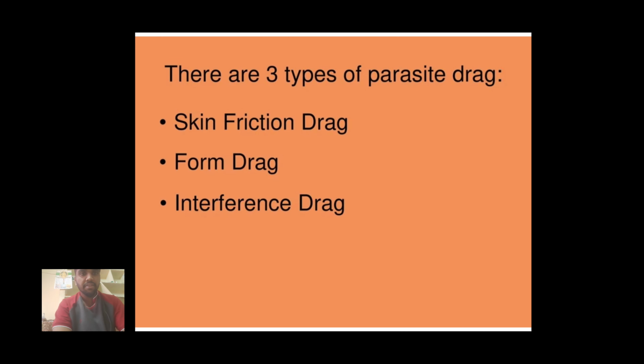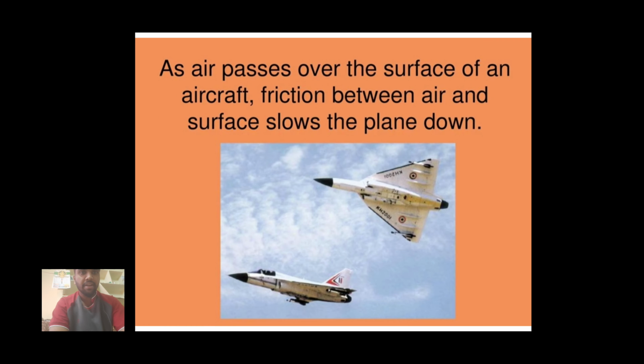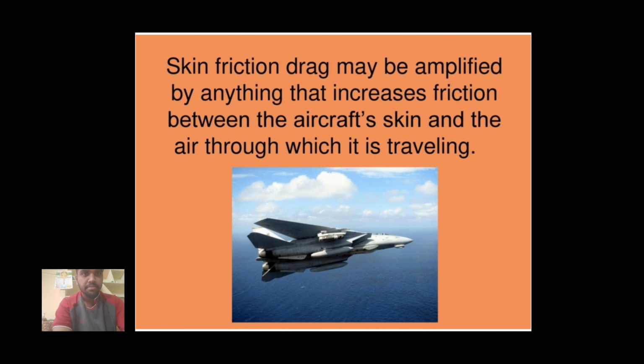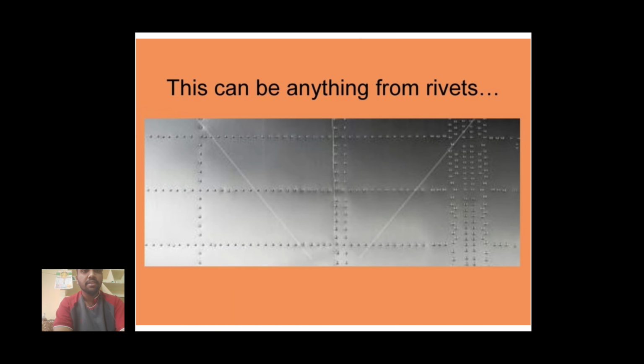Three types of parasitic drag: skin friction drag, form drag, and interference drag. As air passes over the surface of an aircraft, friction between the air and the plane slows the plane down. This is known as skin friction drag. Skin friction drag may also be amplified by anything that increases friction between the aircraft skin and the air through which it is traveling, such as rivets.